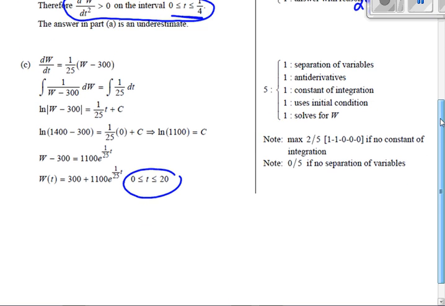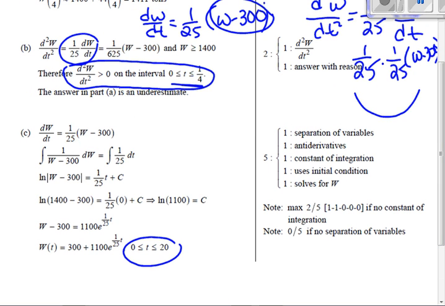Because it's concave up. And when it's concave up, the tangent line is an underestimate. But you have to say it's concave up on the interval. If you don't list the interval, you didn't get the point.